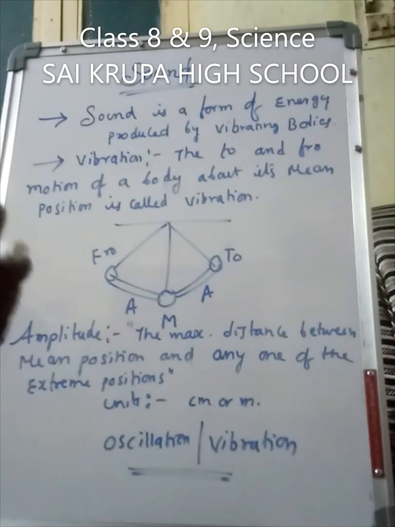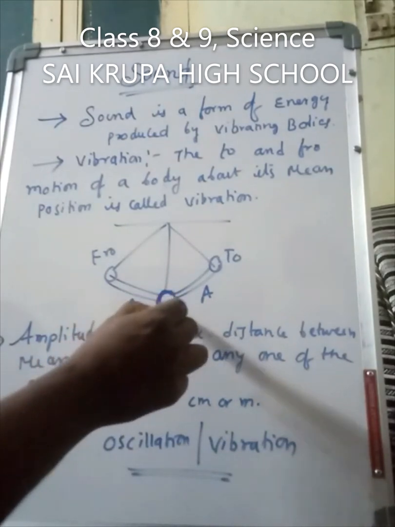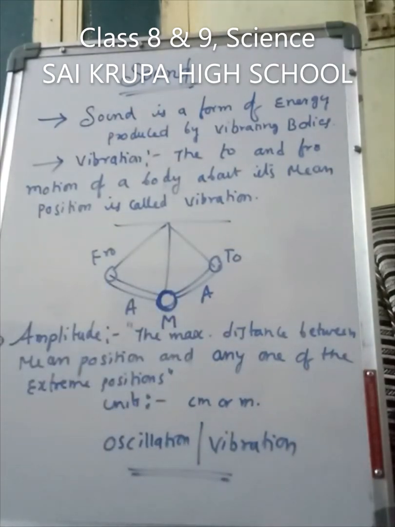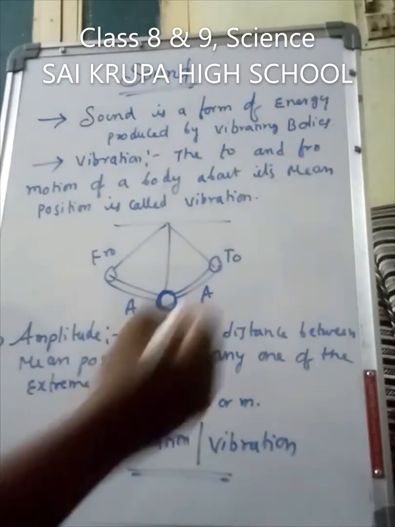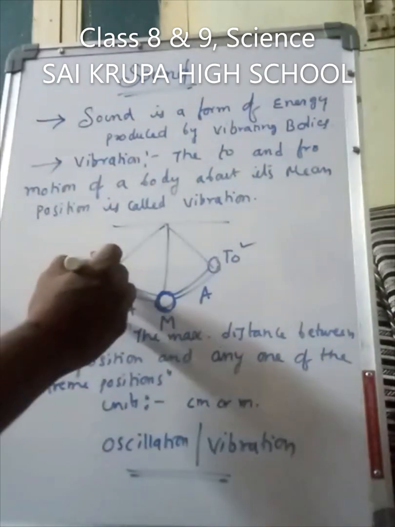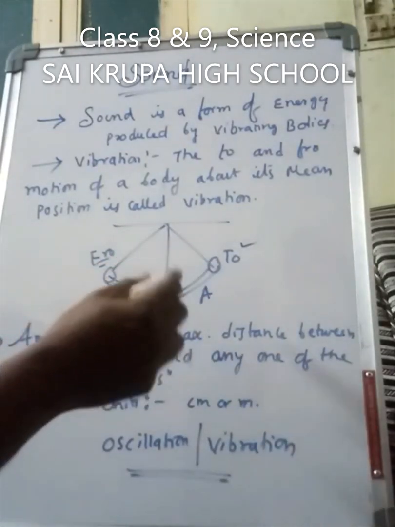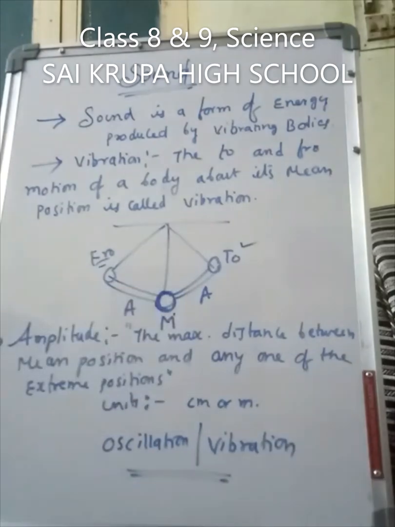So let us explain with a small diagram. Here this is called the bob. This is an example of a drawing of a simple pendulum. And this bob is pulled aside to a certain height, and we call it the to position. And leave it. It will not stay at the mean position. It goes to the other side, which is called the fro position. So this to and fro motion of a body about its mean position is called vibration.